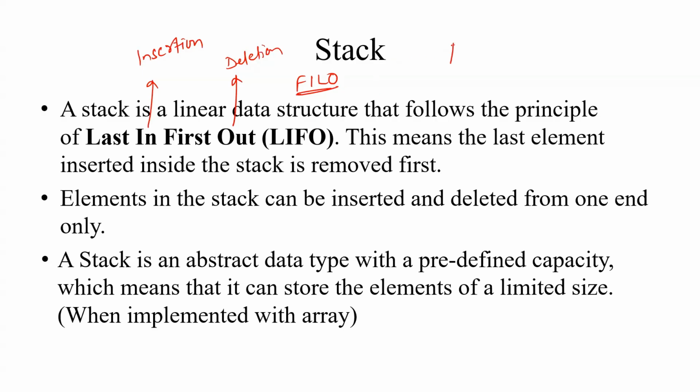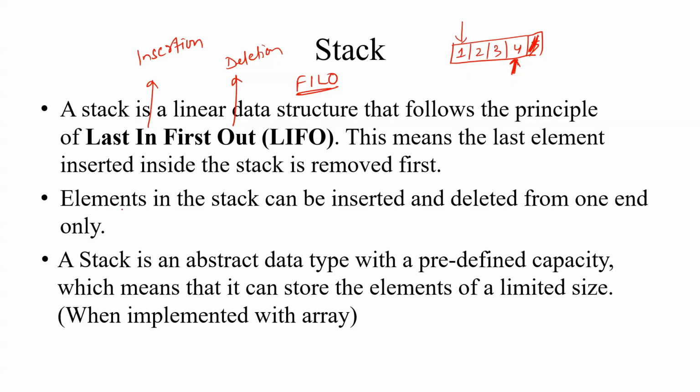So let's see one example here. Let's suppose we are inserting the elements in the order 1, 2, 3, and let's suppose 4. Now, first in, last out means whichever element comes first will be deleted last, and last in, first out means the last element, 4, will be deleted first. It means insertion and deletion, both we are doing from this end. If you want to insert a value, you can insert 5 here. If you want to delete, you can delete the value 5. We cannot delete 1 now.